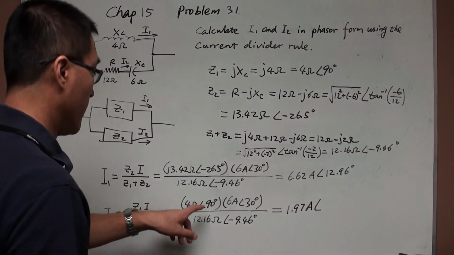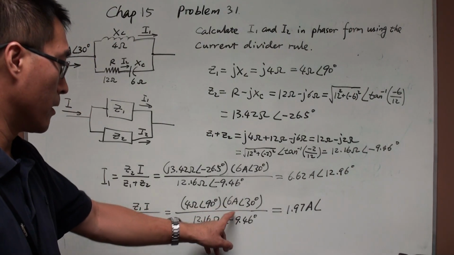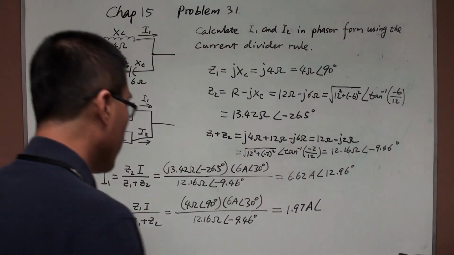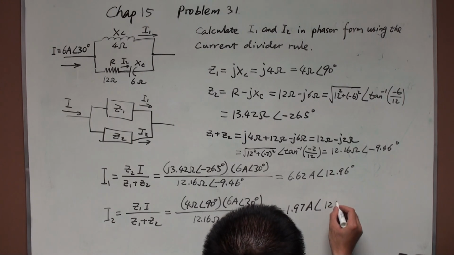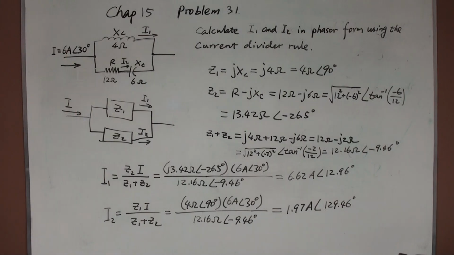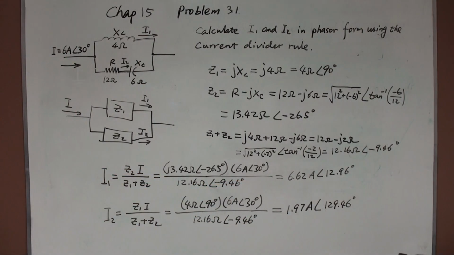The angle will be 90 plus 30 plus 9.46. Actually, it's minus negative, but minus negative becomes plus. So it will be 129.46 degrees. So this is the phasor form for current I1, and this is the phasor form for I2.